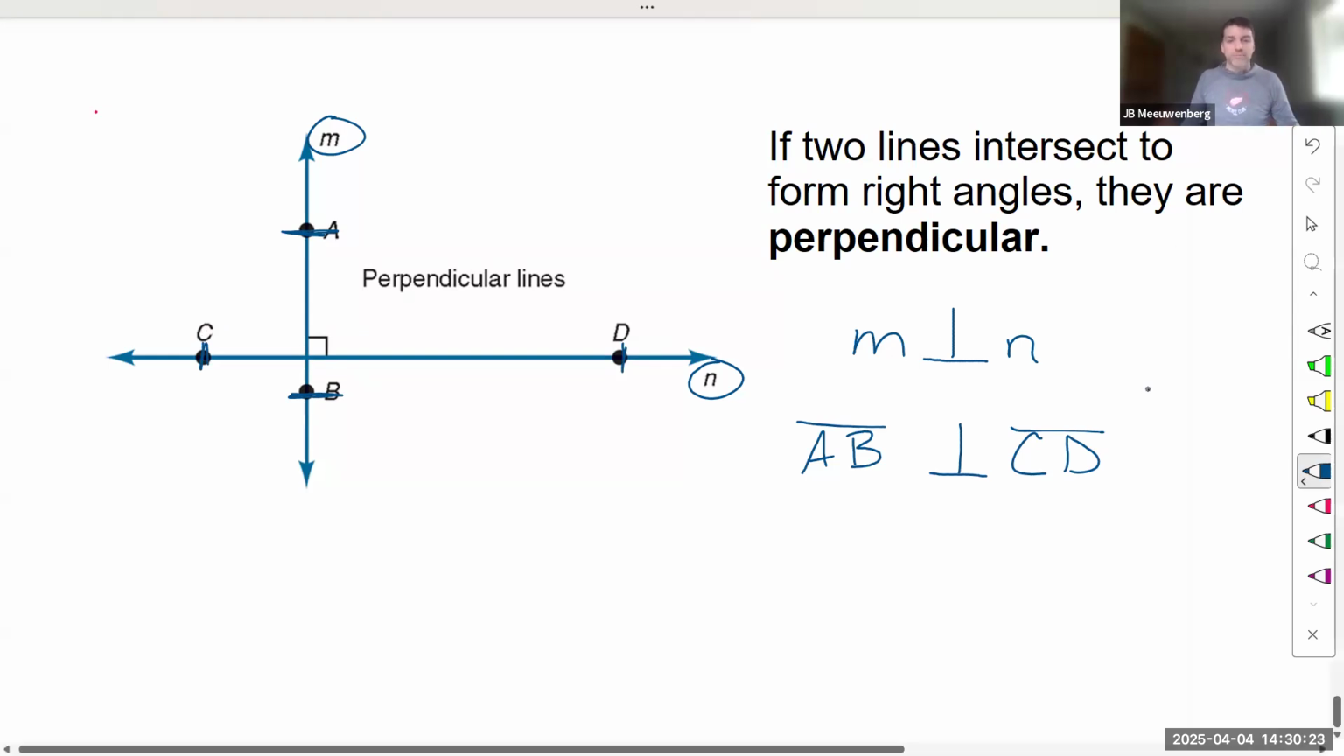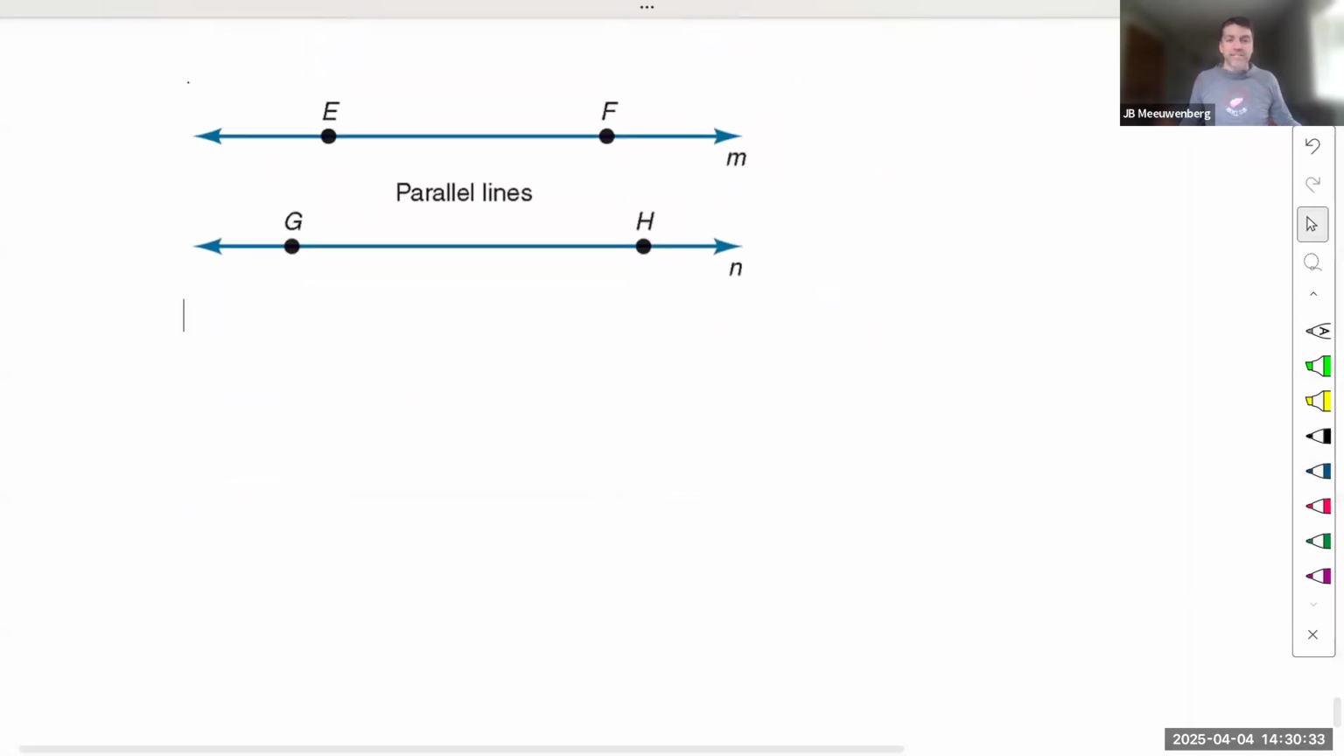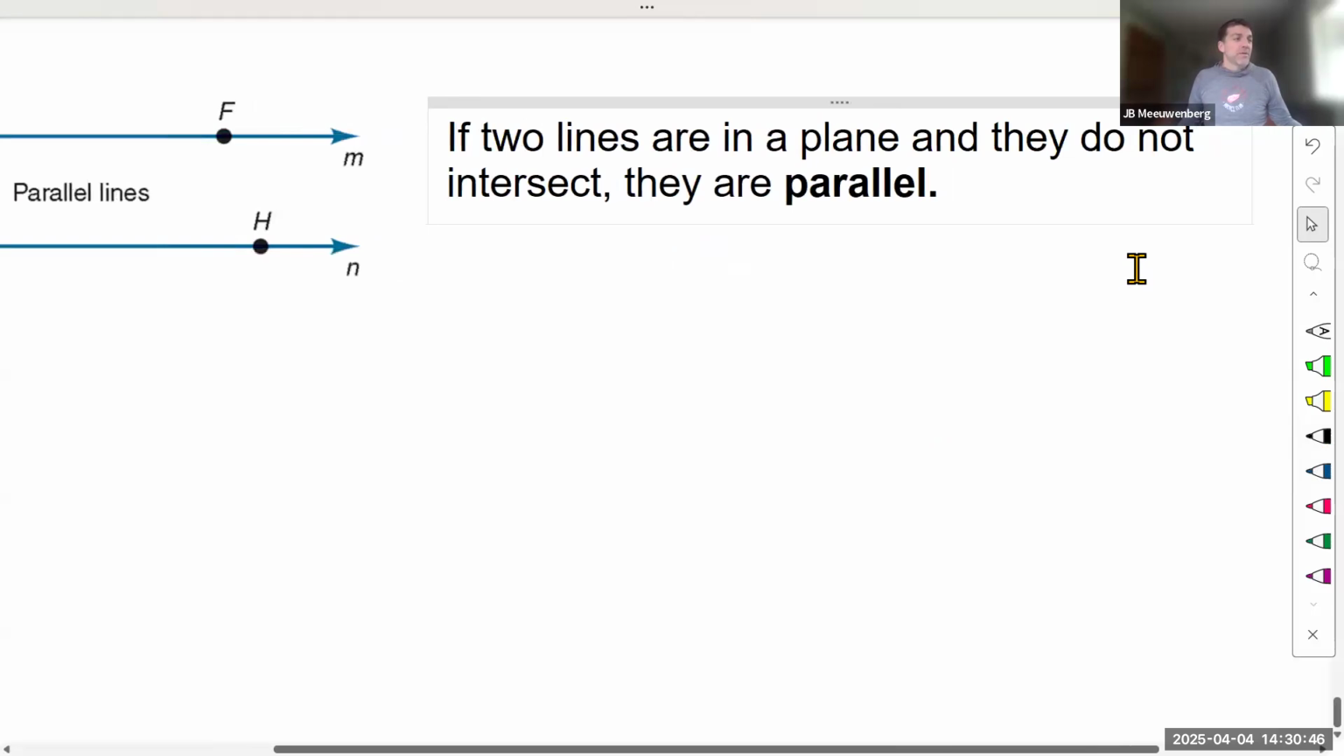We often consider the opposite of perpendicular to be parallel. So what do parallel lines look like? They look like this. And again, just like with perpendicular, we have a notation for this. Now, how do we describe parallel lines?